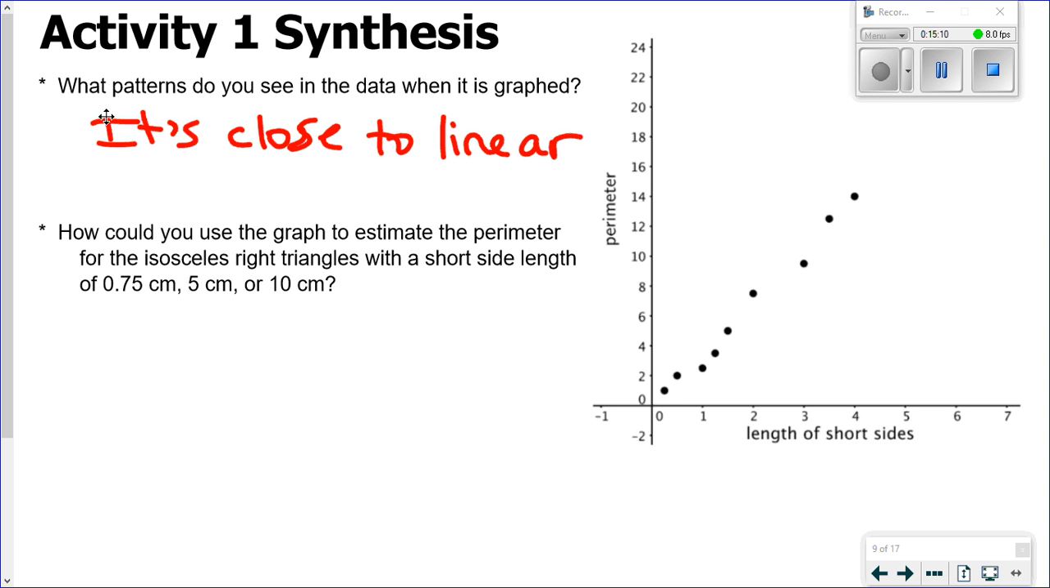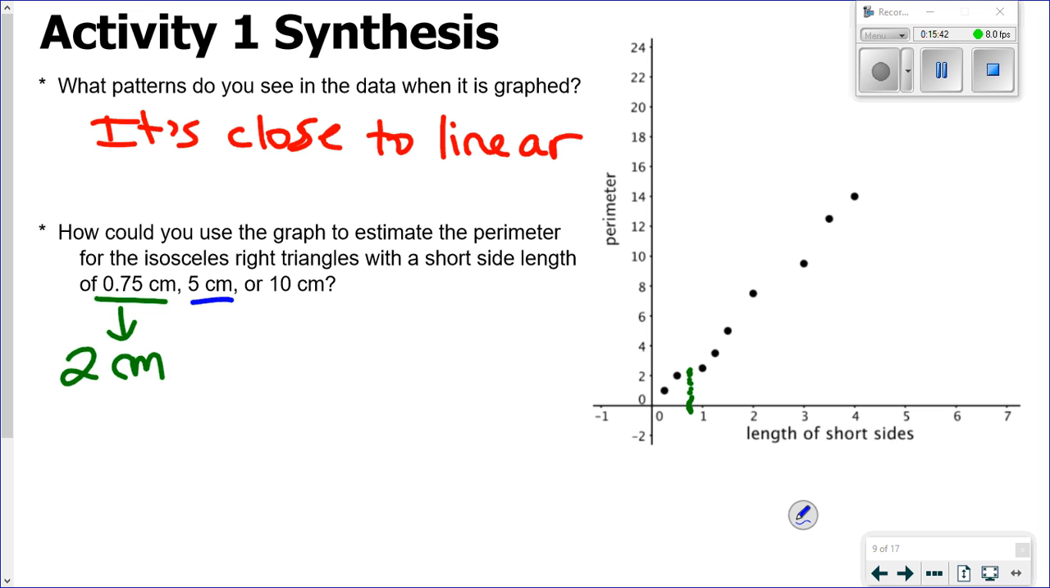So if I'm looking at 0.75 centimeters for the shortest side length, that corresponds to the x-axis. I'm going to find where 0.75 approximately falls on x and go up, up, up, until I reach where a possible point might exist, which is around 2. So any close perimeter of 2, maybe 2.1, somewhere in that region is a reasonable estimation if the side length was 0.75 centimeters. Now how about a side length of 5 centimeters?